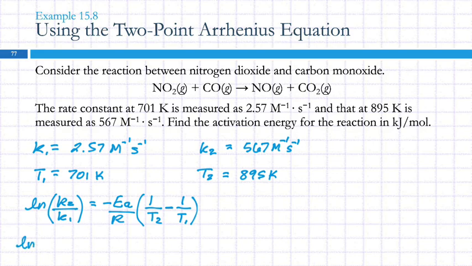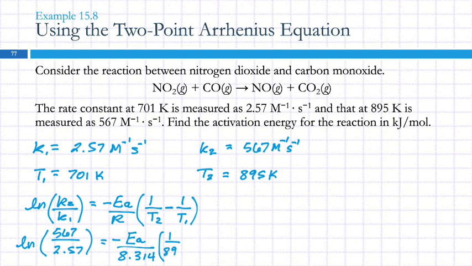So we've got natural log of, and we have to be careful and get our 1s and 2s straight, 567 divided by 2.57. That equals negative EA, the thing we're trying to find, over 8.314, times 1 over T2, which is 895, minus 1 over T1, which is 701.